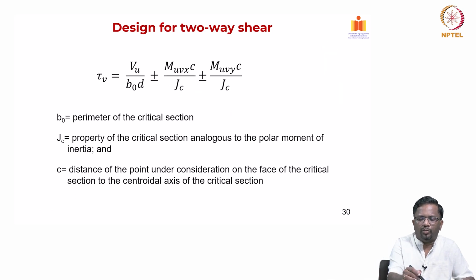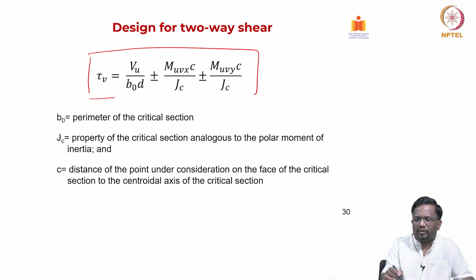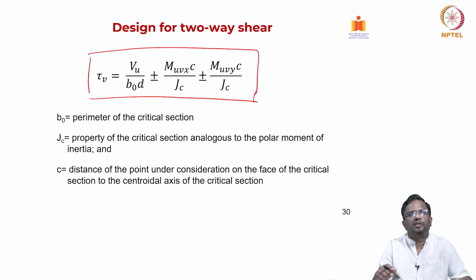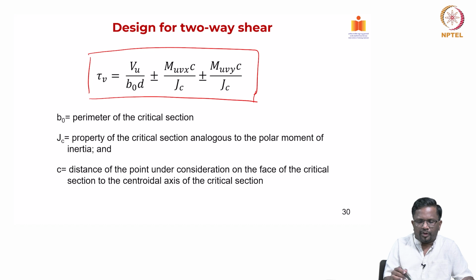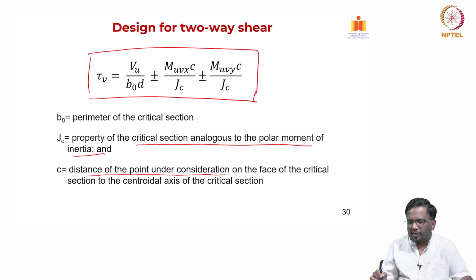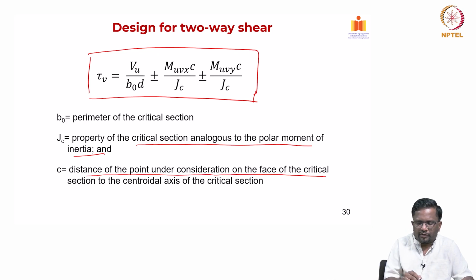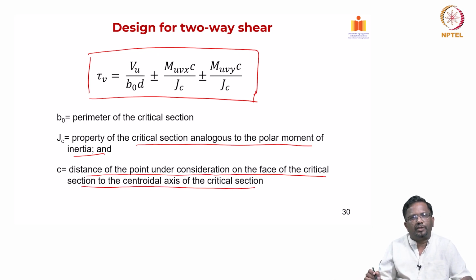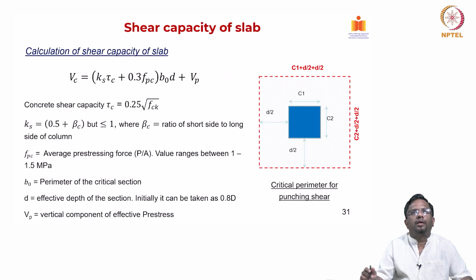So, finally, this is the overall expression for calculating your shear stress. This is from unbalanced moment in shear in the x direction and unbalanced moment in shear in the y direction, and B naught is the perimeter and JC is the property of the critical section analogous to polar moment of inertia, and C is the distance of the point under consideration on the face of the critical section to the central axis, right. So, we have explained it in the previous slides, right.